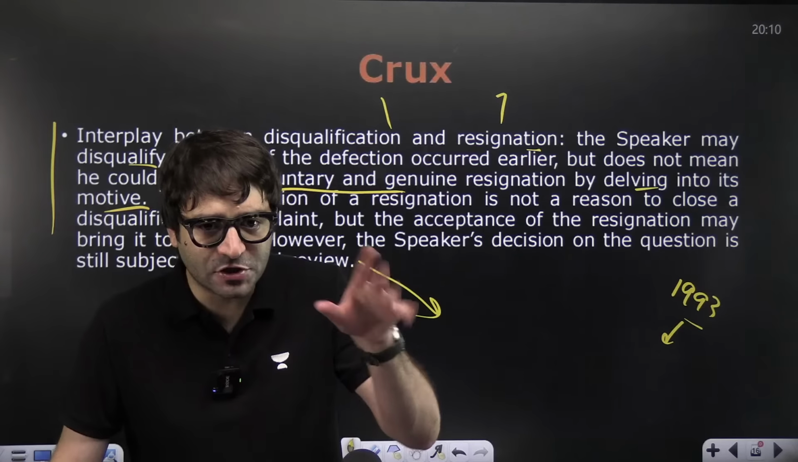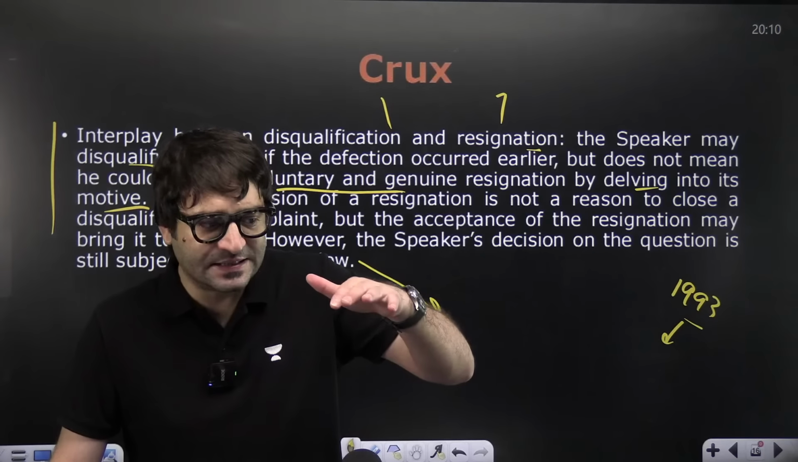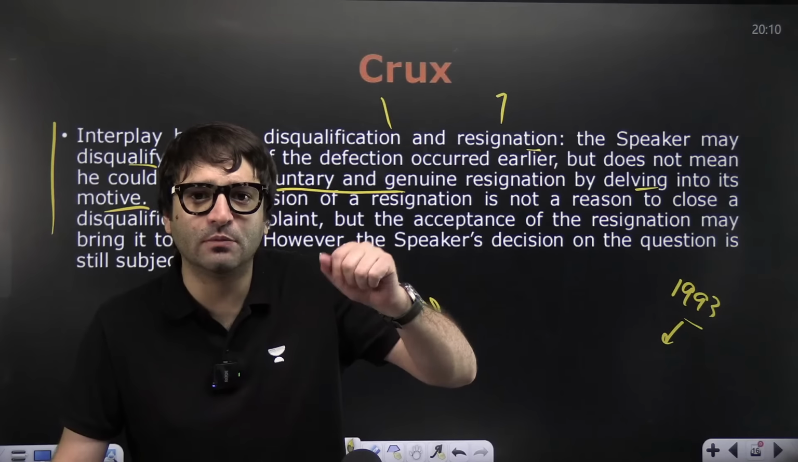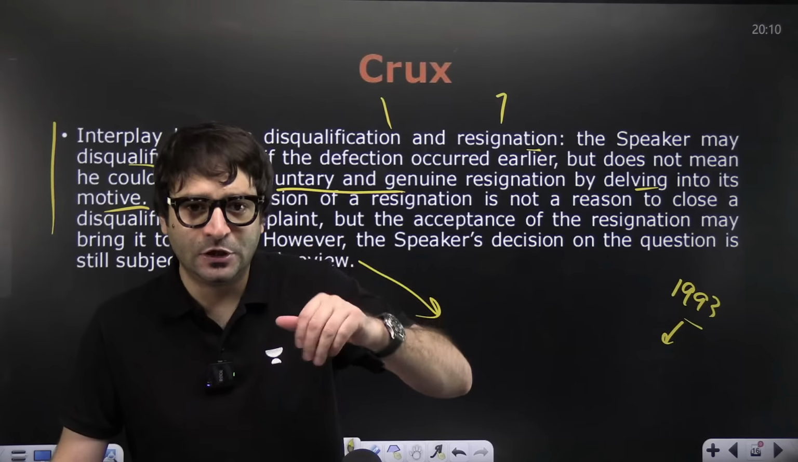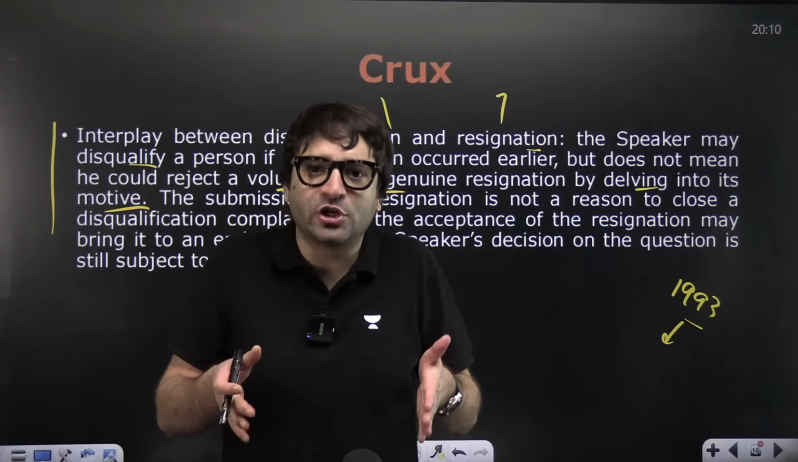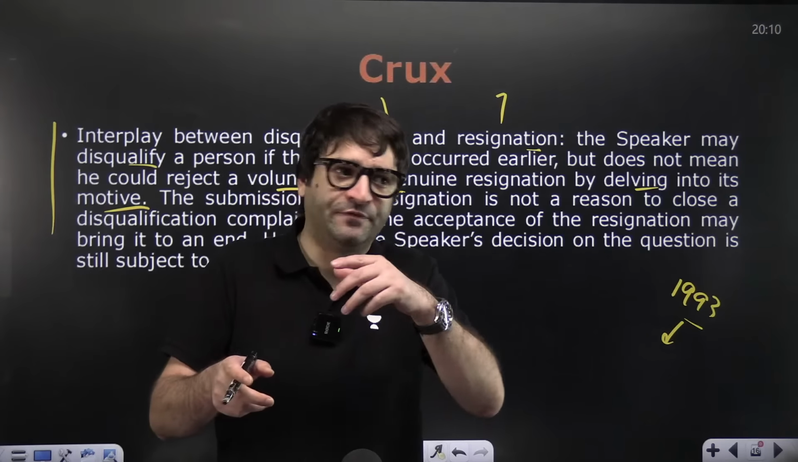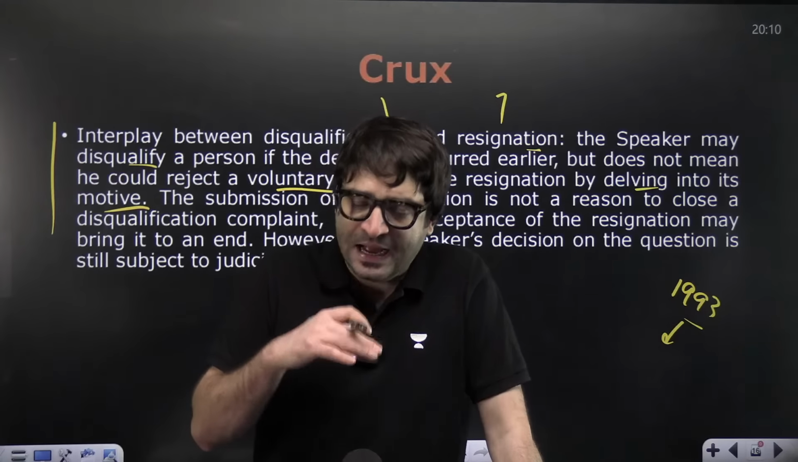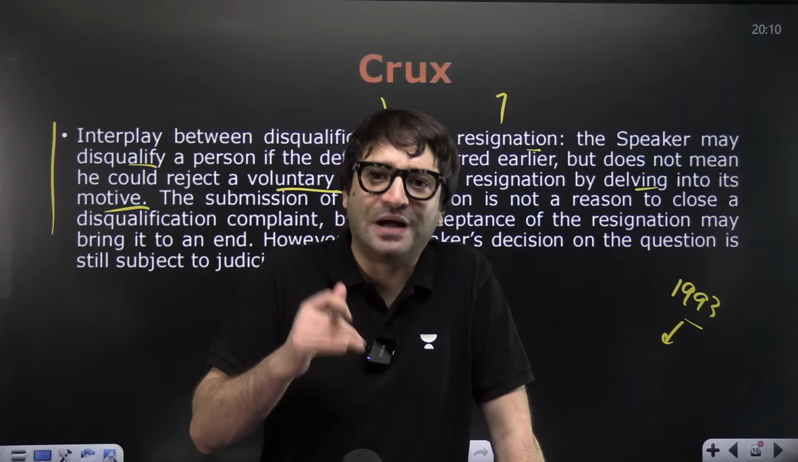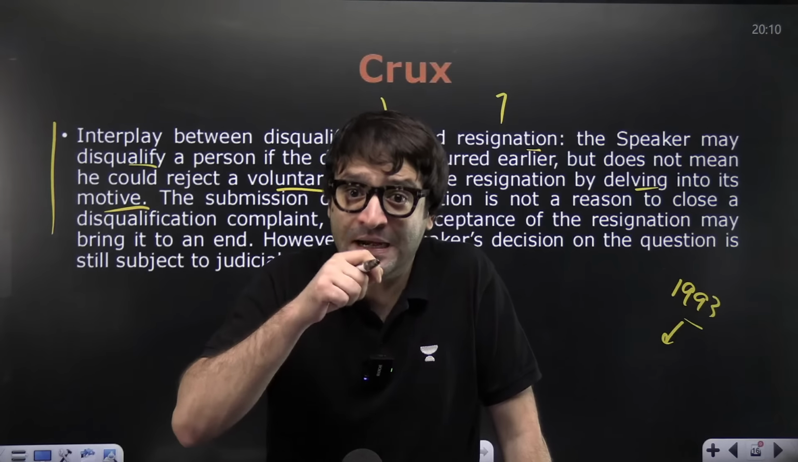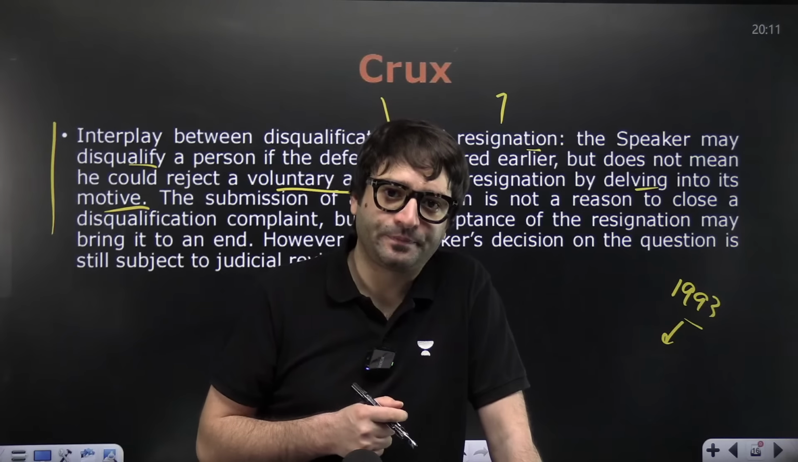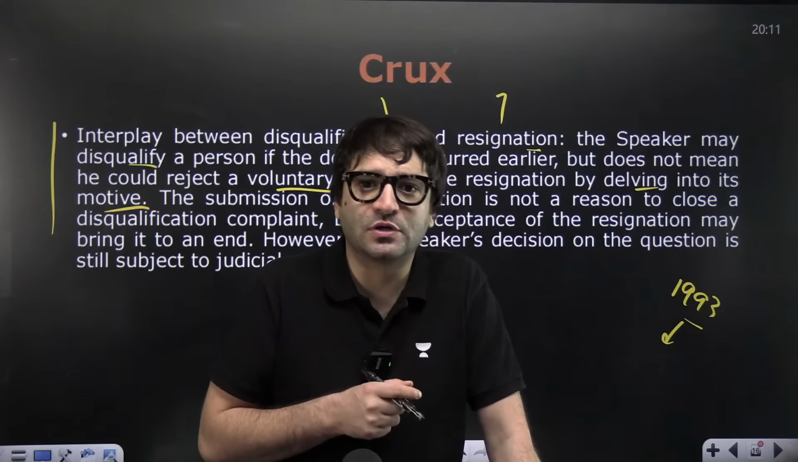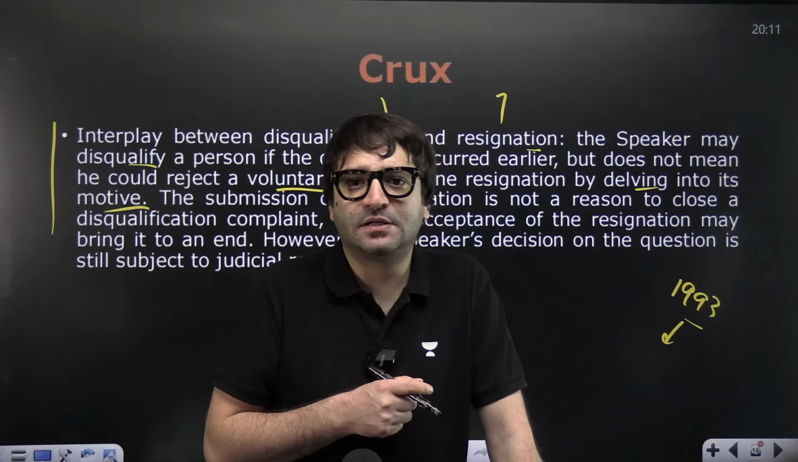So the speaker is acting as a quasi-judicial body, like a tribunal, to decide, because after all, it's a judicial work that you're doing, whether you should be disqualified or you should not be disqualified. I, as the speaker, am acting in a quasi-judicial capacity. My decision is subject to judicial review. And that's what the Supreme Court said in Kihoto Hollohan v. Zachillhu, 1993.